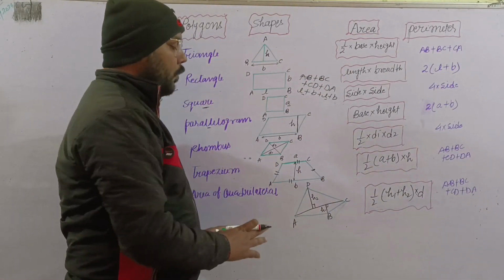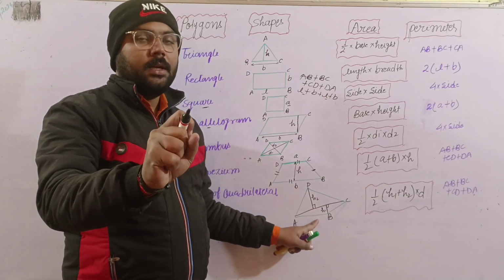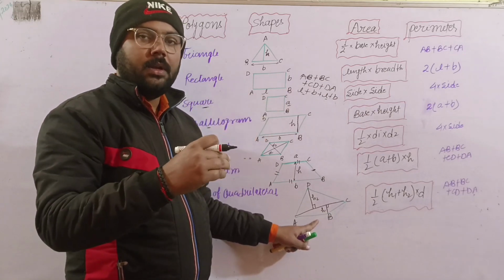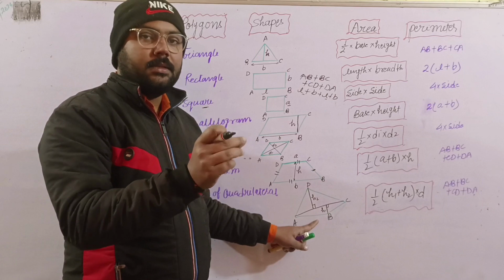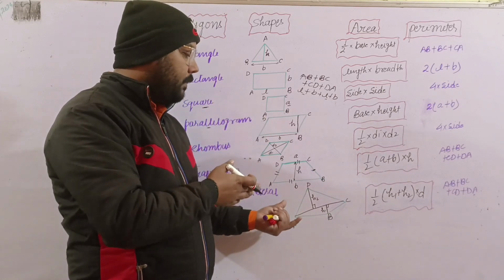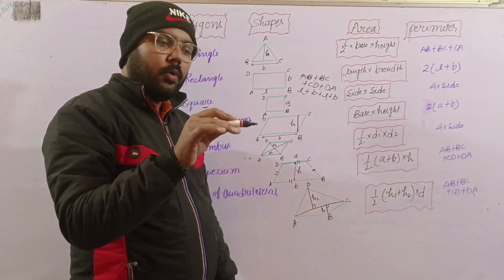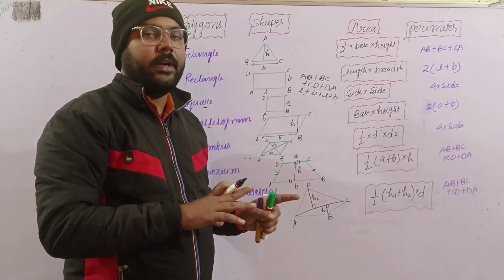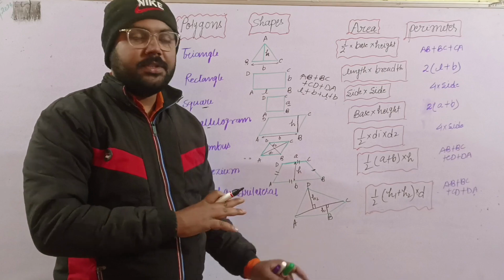Then area of quadrilateral. Quadrilateral means a closed figure of four sides. There is no property that opposite sides should be equal, opposite sides should be parallel, or that one pair of sides must be parallel. So there are no such properties there. Wherever we want, we can draw four sides, and after getting a closed figure, we want to find out the area of that quadrilateral. So how can we find it?